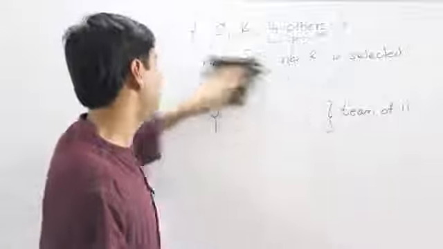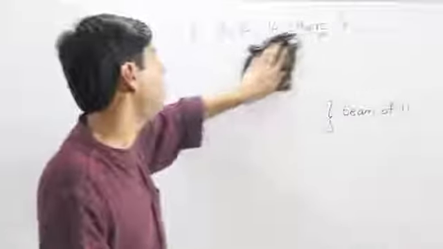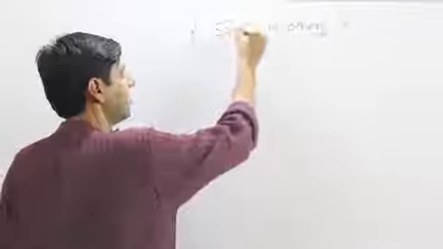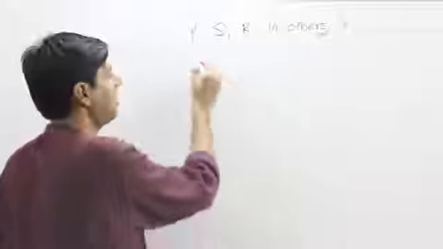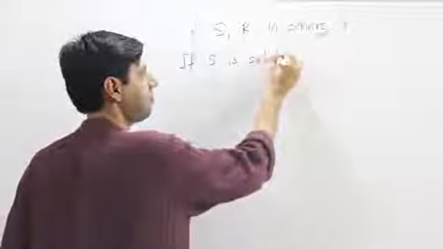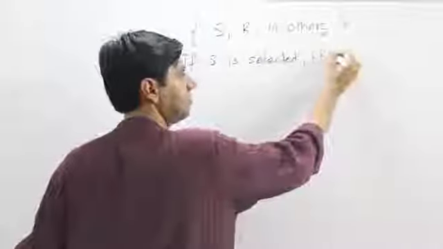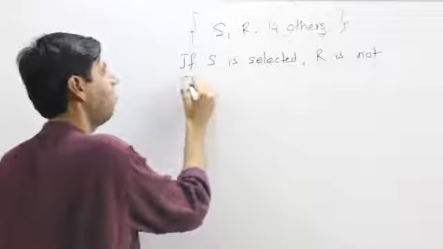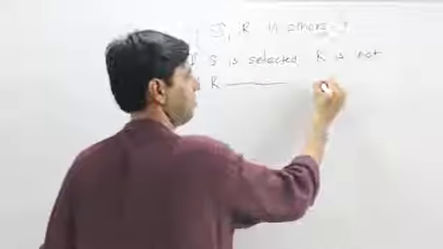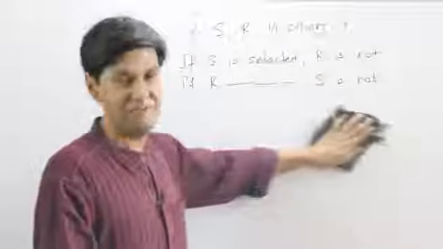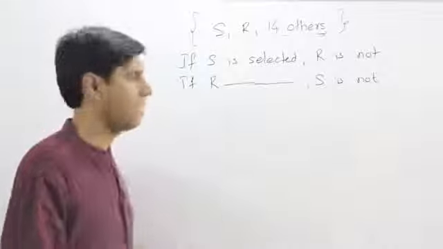So pretty easy ones here depending upon the condition. However, the condition can add a little difficulty. How can that be? Look at this question. So Sachin, Rahul, 14 others. The condition now is if Sachin is selected, Rahul is not, and vice versa. That is, if Rahul is selected, Sachin is not. Now, in how many ways can I select a team of 11? We still need a team of 11.